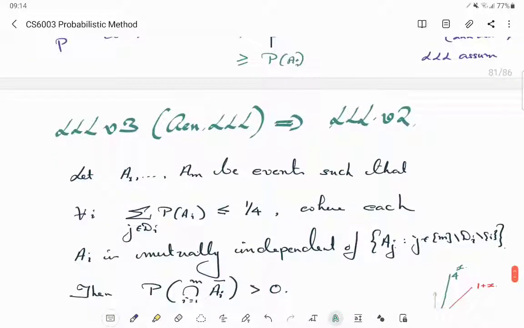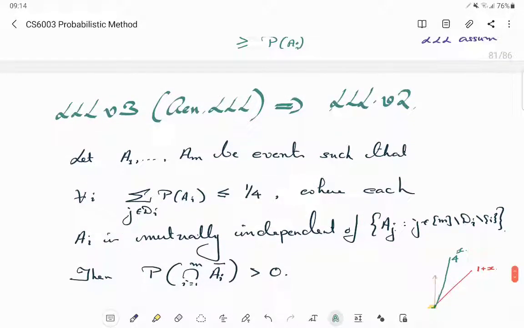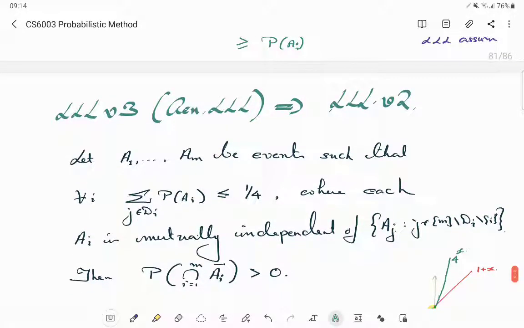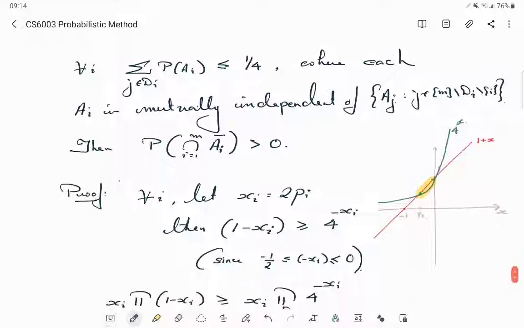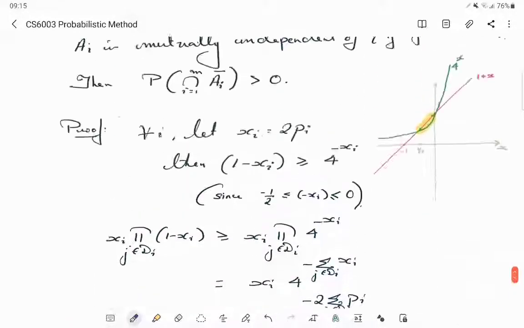Similarly, you can actually prove LLL V2 also from LLL V3, which I want you to do as an exercise. So this I will leave as an exercise. Okay, so let me stop at the 60-minute mark.